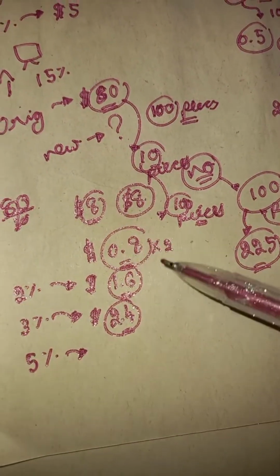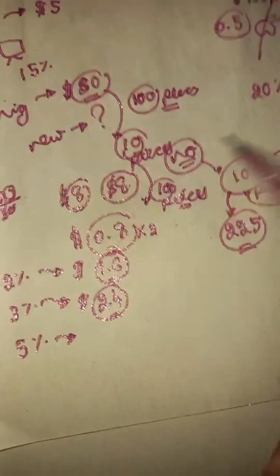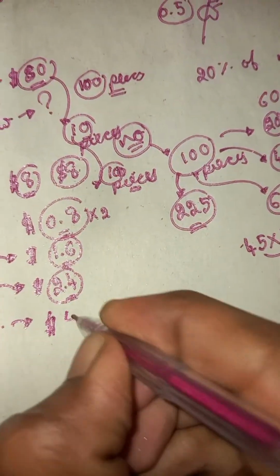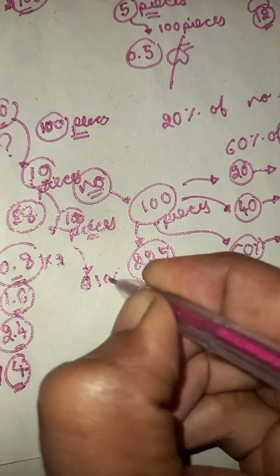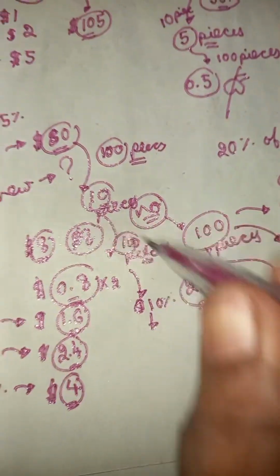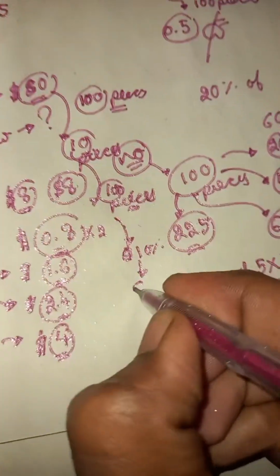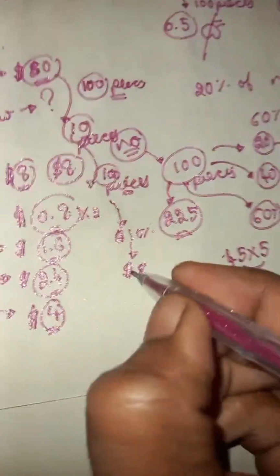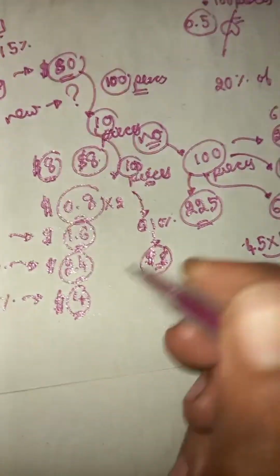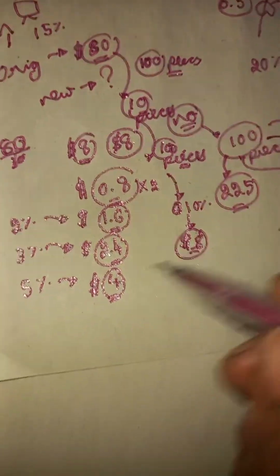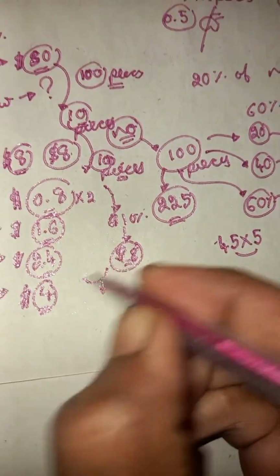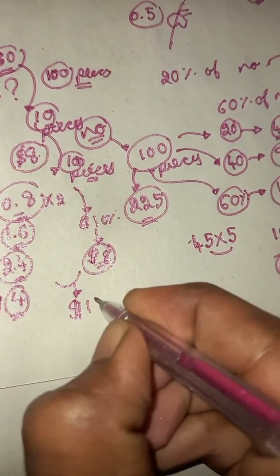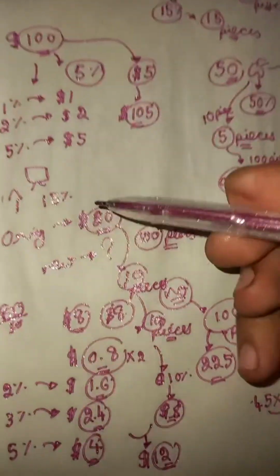It is 0.8 times 5. 8 times 5 is 40, so it is going to be 4 bucks. And if you find the value of 10 pieces, 10 pieces is just 8 bucks, and 5 pieces is 4 bucks. So it is going to be 8 plus 4, which makes 12 bucks. 12 bucks is the increased price.